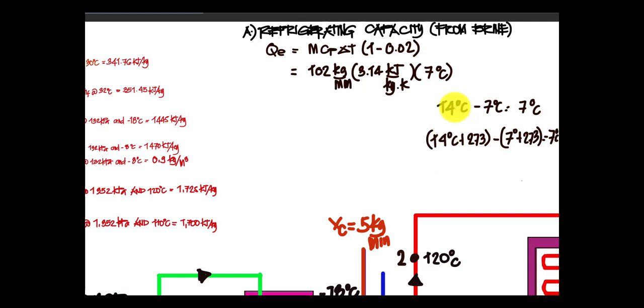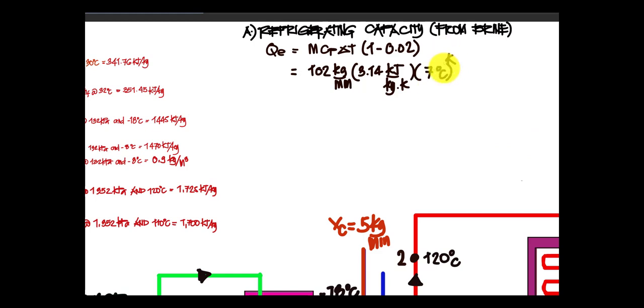I'm going to erase this just to show you. This is already a change in temperature. We don't need to add 273. We can say this is already in Kelvin, so we can cancel out. Then I'm going to multiply by 1 minus 0.02.